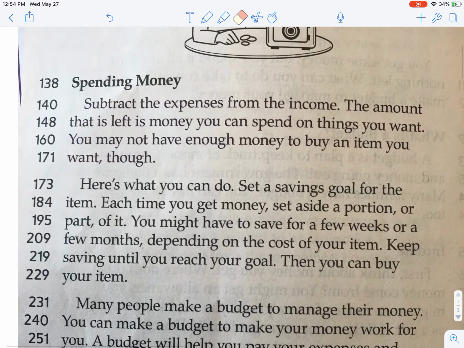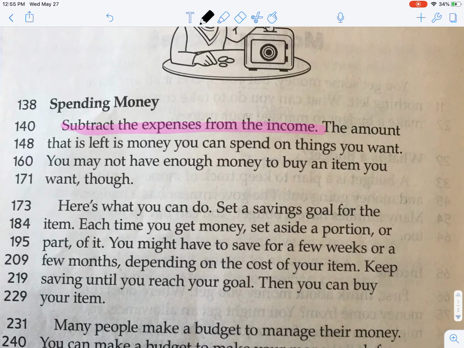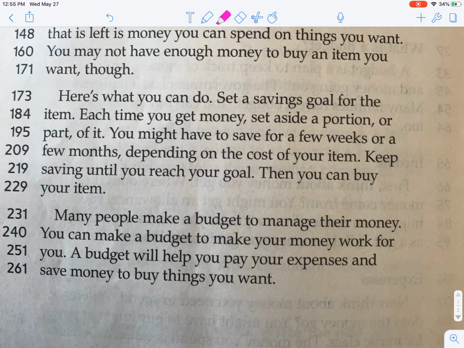All right, let's pause for a minute to make sure we understand. They said, subtract expenses from the income. So let's say your allowance is $10. So you have $10 that you got. And let's say your expenses are $3. So that's the things that you need to get. How much money do you have left? You have $7 left to spend. $7 left. All right, let's keep reading.